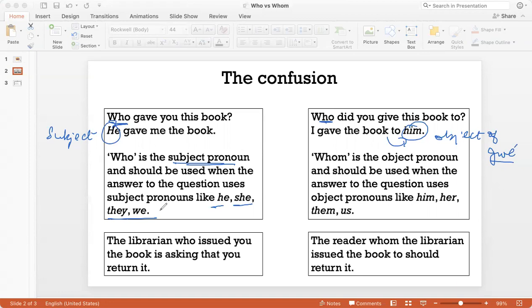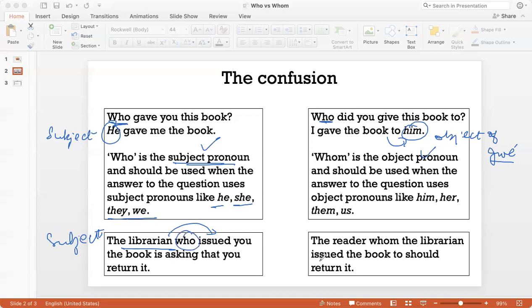So if you're confused about whether to use who or whom in a sentence, answer the question in your mind. If the answer uses a subject pronoun, use who. If the answer uses an object pronoun, use whom. The librarian who issued you the book is asking that you return it. Who issued you the book? The librarian. That's the subject. And so you say who.